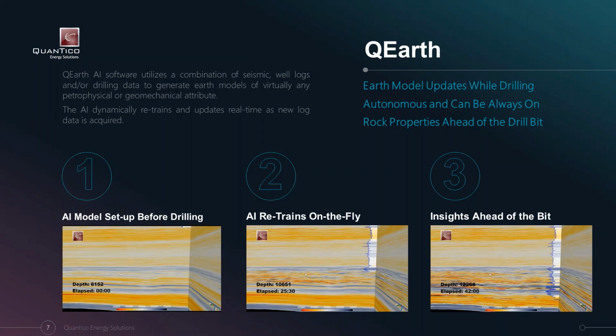The other two aspects of QEarth that are very cogent to this conversation is the resolution is typically, in the unconventionals with good quality seismic, as high resolution as 10 to 15 feet versus traditional seismic resolution of closer to 40 to 60 feet. And so when you're talking about drilling windows that are 25 feet, the importance of the resolution is obvious.